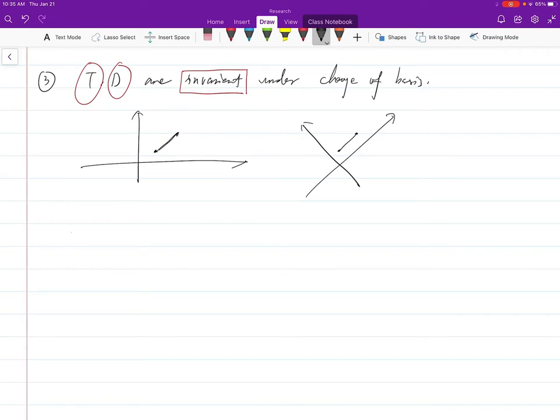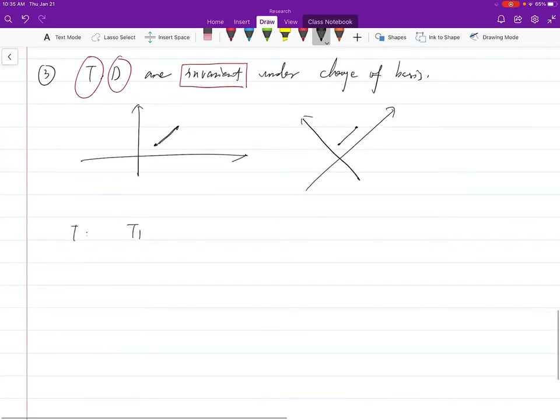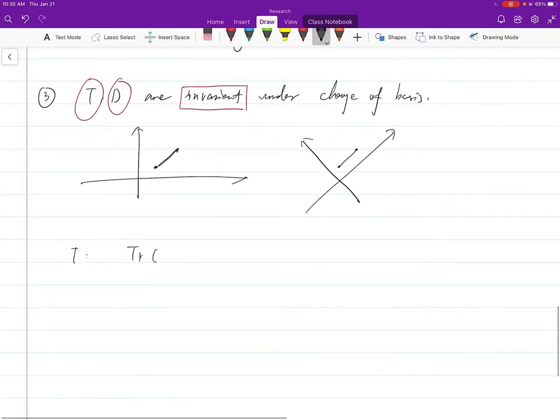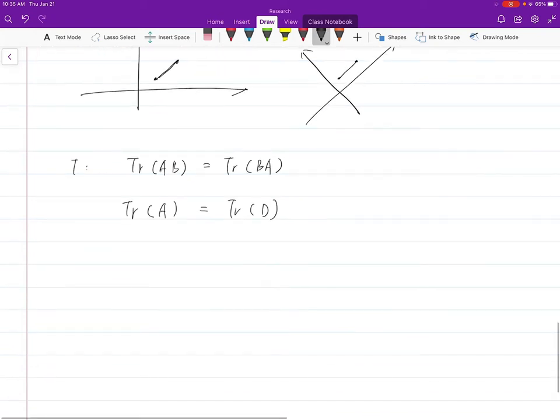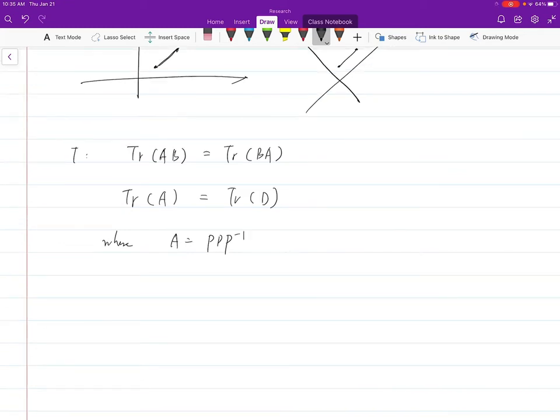I will give you some hints. The first one is you do have a very simple fact you can prove. That is the trace of AB equals trace of BA. With that, you can try to verify the trace of A equals the trace of D, which is actually the sum of all the lambda, where A equals PDP inverse, which is a change of coordinate operation.